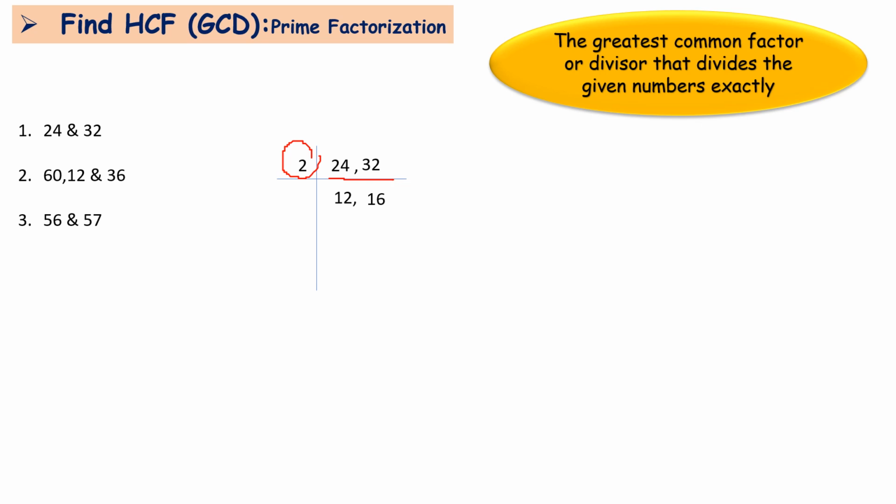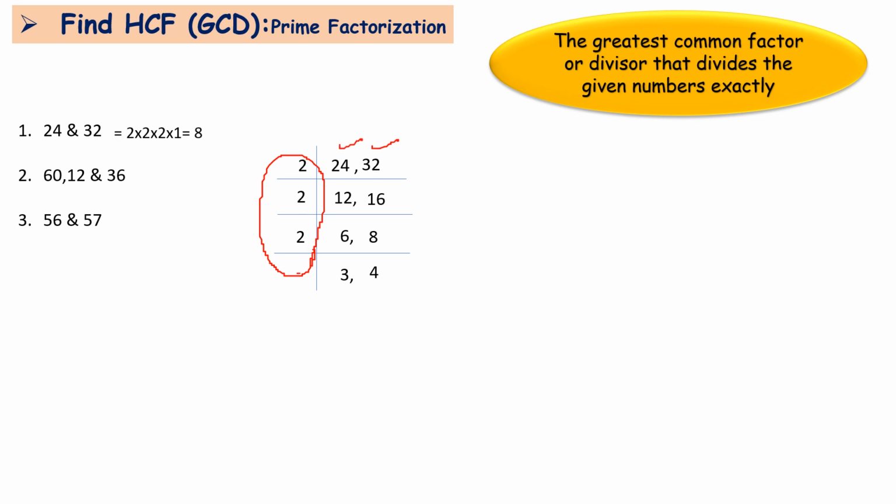So 2 times 12 is 24, 2 times 16 is 32, 2 times 6 is 12, 2 times 8 is 16, 2 times 3 is 6 and 2 times 4 is 8. Now here what happens? 3 and 4. We can't have a number which will divide both these numbers simultaneously. So we will stop here. So this becomes the HCF. So these numbers 2 into 2 into 2 are the highest common factor for 24 and 32. That is, the answer is 8. We will stop for HCF when we won't have a common factor for these dividends.